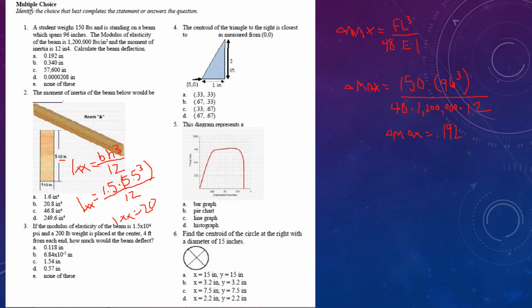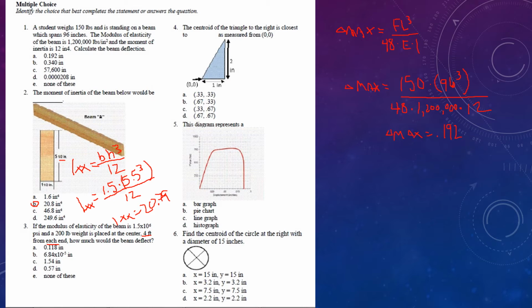So in this one, you're going to pick option B. Number 3, the modulus of elasticity of a beam is 1.5 times 10 to the 6, so that's the same thing as 1,500,000. A 200 pound weight is placed into the center, 4 feet from each end. So this is where most people messed up.